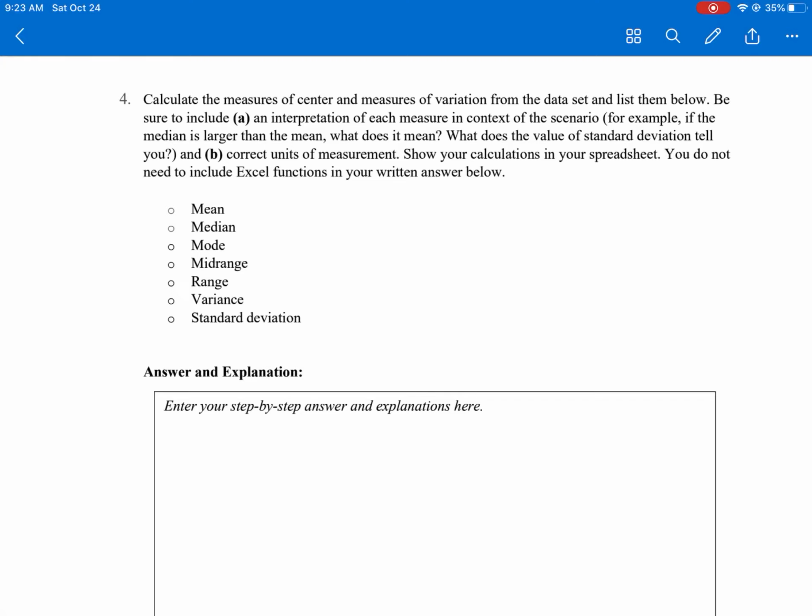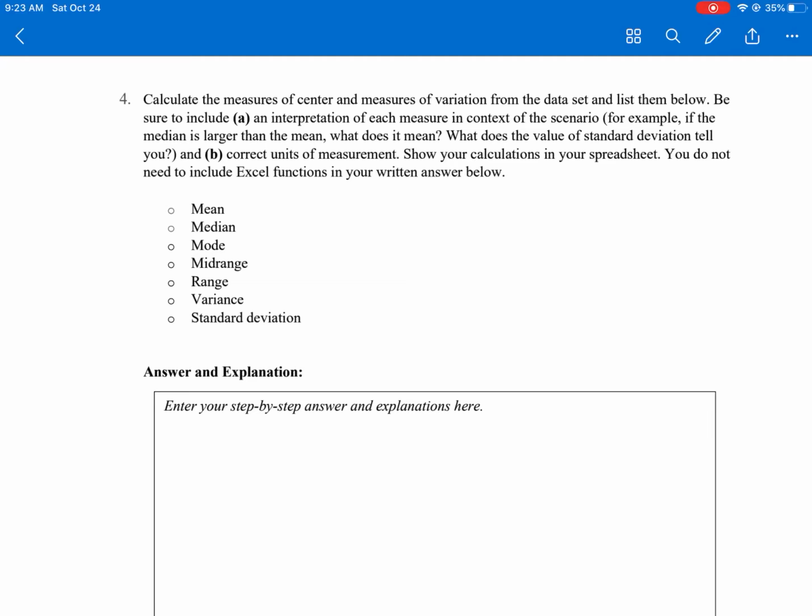With every single module that you turn in, you have to turn in an Excel document where you show your work. You don't have to include the Excel functions when you write your answer here. You can just put your answer, but in the Excel is where you show all your work. So these are what they're looking for: mean, median, mode, mid-range, range, variance, and standard deviation.